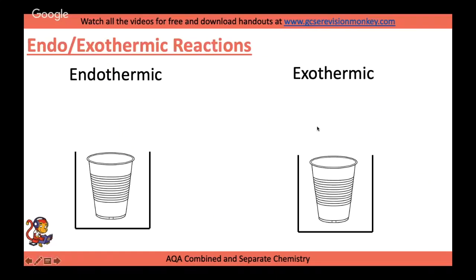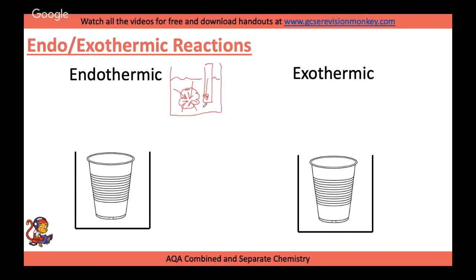The next required practical is the endo and exothermic reactions practical. What I want you to think about is if this is the reaction going on here, and you put a thermometer next to it, in an endothermic reaction, it will take in heat from the surroundings. So that will actually mean that the reading on the thermometer will go down. There'll be a temperature decrease in the surroundings because that's what the thermometer is measuring.